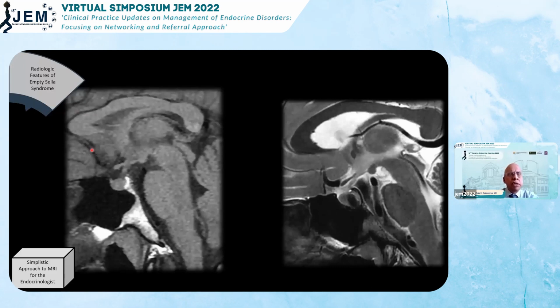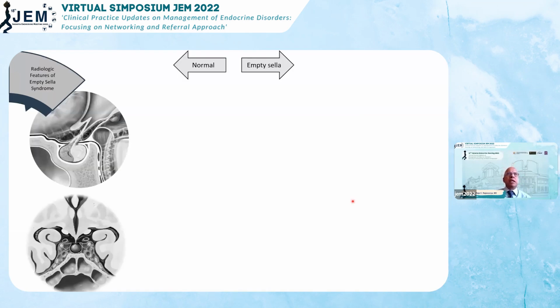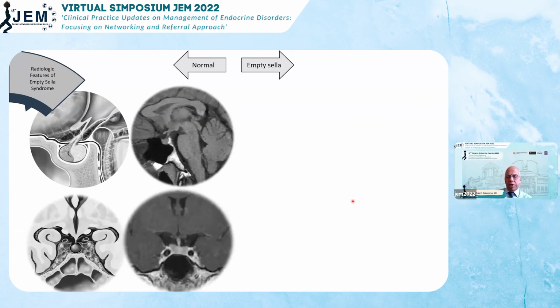So in a typical MRI, the anterior pituitary is iso-intense, the same intensity as the brain. The posterior pituitary is hyper-intense on T1 and hypo-intense on T2. So with that as a background, now we can understand a normal pituitary gland, normal MRI, and this is an empty sella.